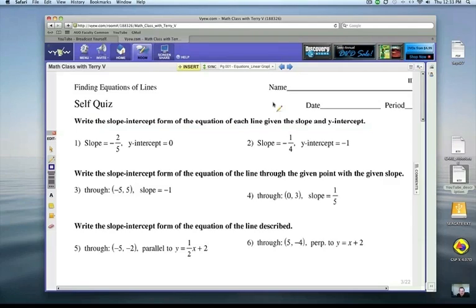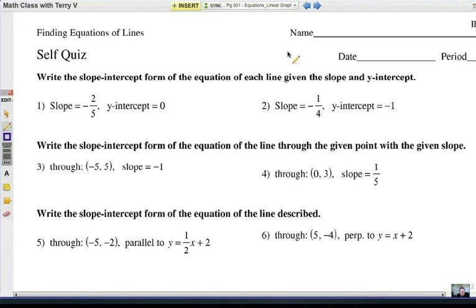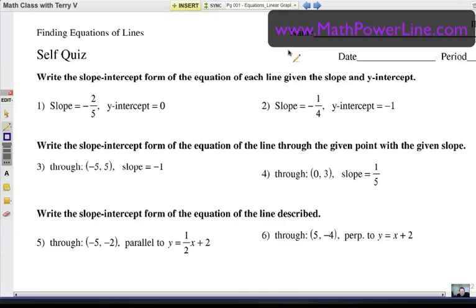I have some information here in problems 1 through 6 for you to try on this self-quiz, and it's all about can you write the equation of the line in slope-intercept form given various information. So let's look at the first two. You're given the slope and the y-intercept of each. So what does the slope-intercept form of the equation look like?